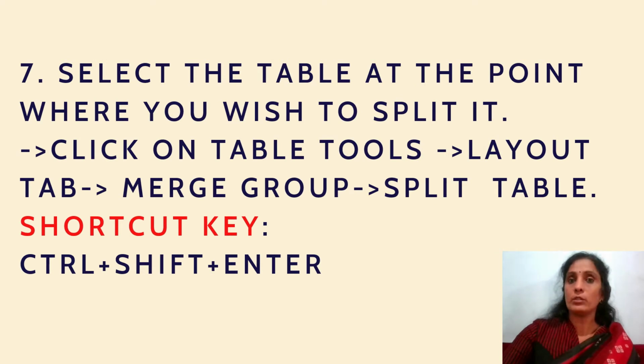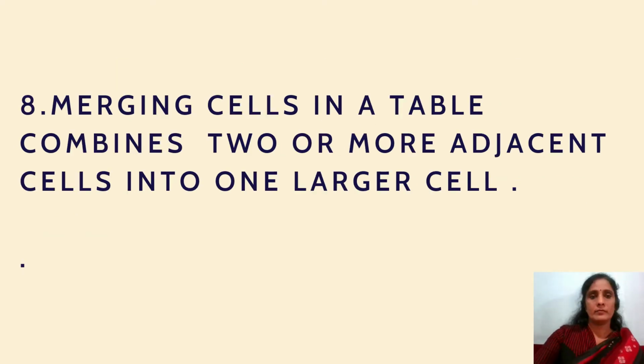Next question, seventh question is write the command sequence to split a table from the current cursor position. For that, first step is select the table at the point where you wish to split it. Second step, click on table tools, from the layout tab, merge group, split table, and we can use the shortcut key for that, that is Ctrl Shift Enter. Next question, eighth question is what do you mean by merging of cells? Merging of cells in a table combines or joins two or more adjacent cells into one larger cell.